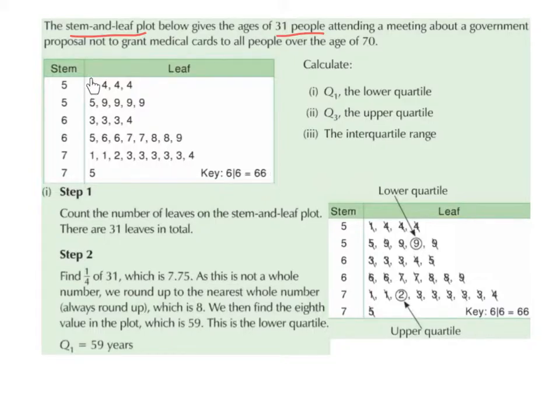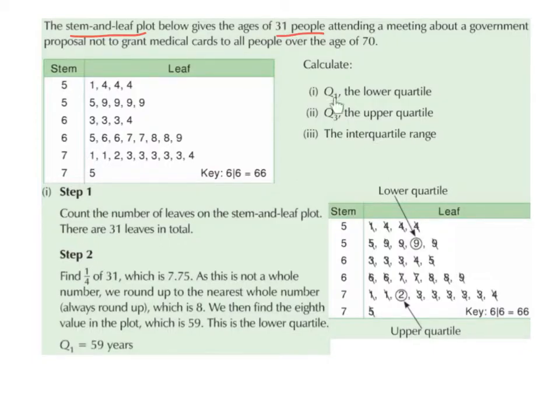So for example, this 1 here represents 51, this 4 here represents 54, this 4 here represents 64, this 6 here represents 66, this 2 here represents 72, this 5 here represents 75, and so on.